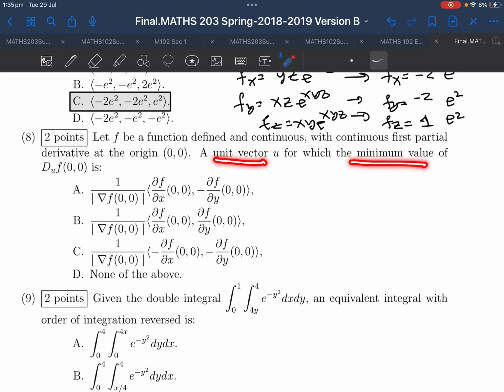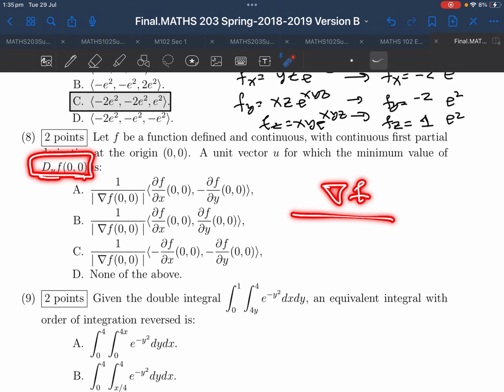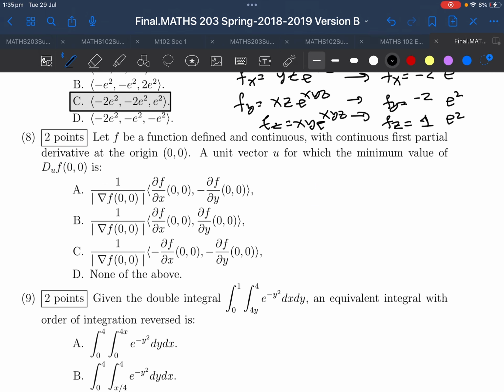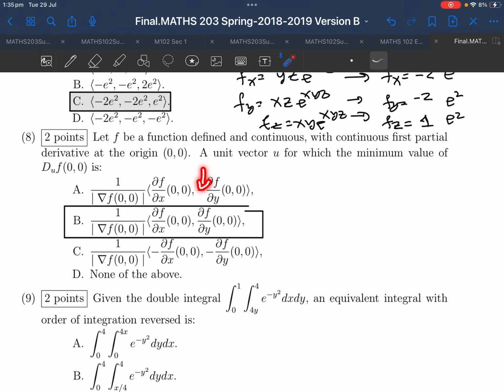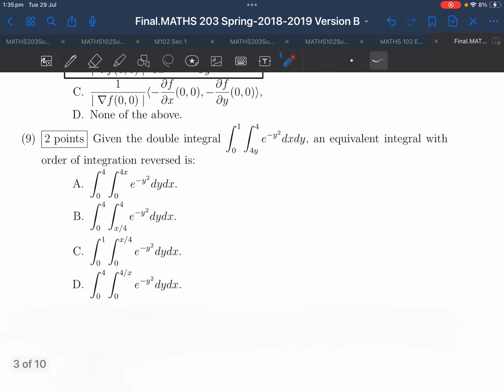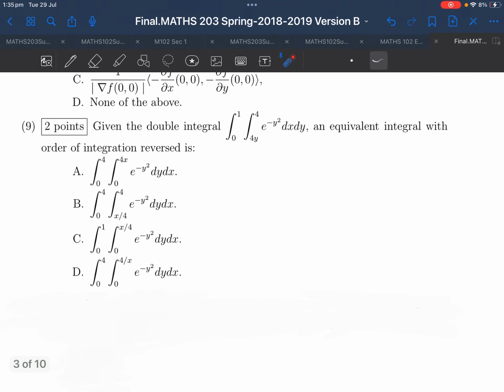Finally, find the unit vector for which the directional derivative is minimum. Remember, for the directional derivative, the minimum is in the direction opposite the gradient. If you want to make it a unit vector, you divide by the magnitude of the gradient. Now, which one is the gradient? It's this one. Notice that the first one has a minus, the third one has a minus. So the unit vector is just the gradient divided by its magnitude.